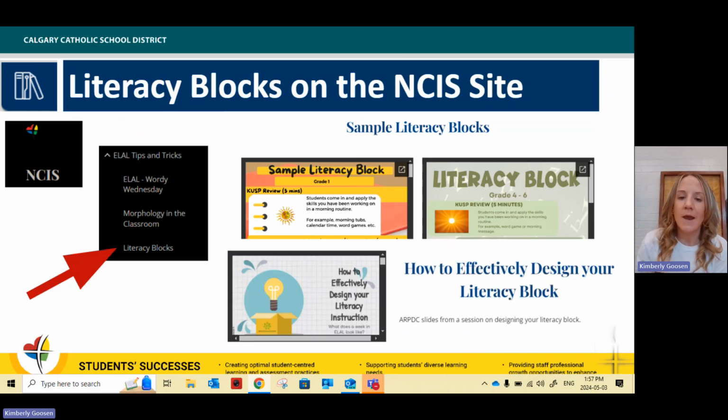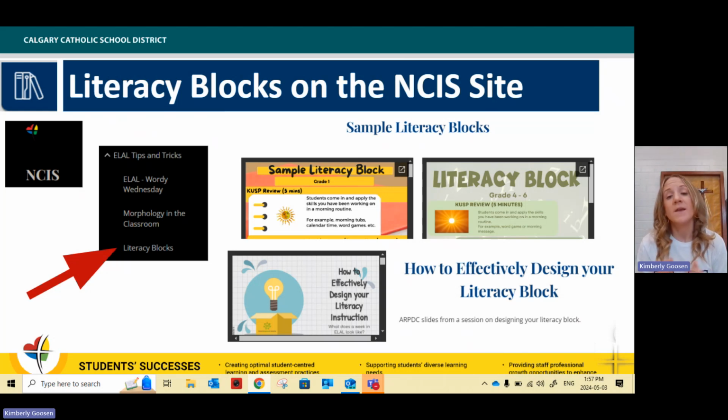As well, from ARPDC, they created a session on how to effectively design your literacy block. And so I have linked the slides there as well. So it's a great tool to look at and think about, how do I want to design my literacy block? Because there is no one size fits all. It's really how the teacher feels comfortable with what they are doing, as well as the student context that they have.